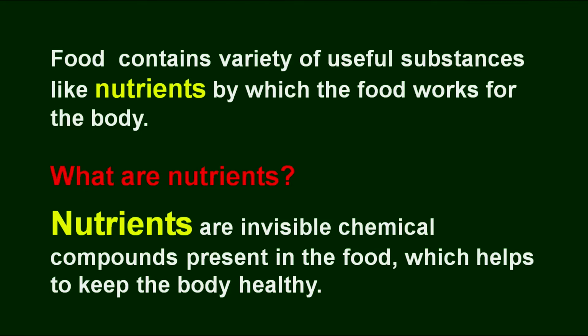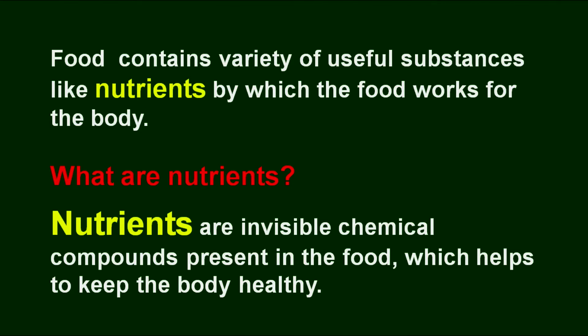Now, how is this food converted into the nutrients which the body utilizes? So there is a new word, nutrient. So food contains a variety of nutrients or useful substances, we can say, by which the food works for the body. Simple. If we technically define this word, nutrients are invisible chemical compounds present in the food which help to keep the body healthy.